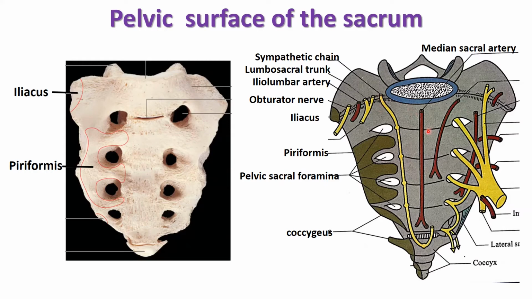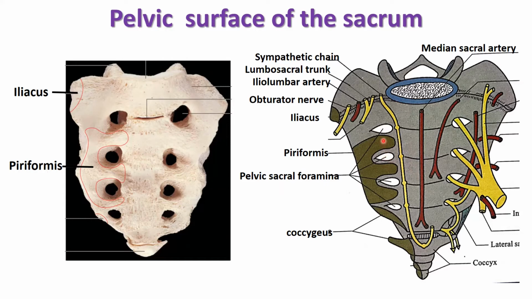Median sacral artery is also related in the midline of the pelvic surface. Median sacral artery is a dorsal branch of the abdominal aorta. The body of the first piece is also related to peritoneum and rectum.